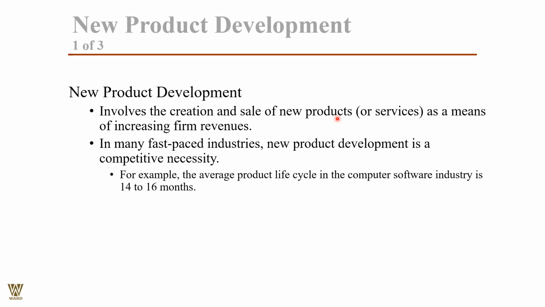In many fast industries, new product development is very much a necessity. If you are not launching a new product every now and then, you cease to exist. In fact, look at how we are going around it. The average product life cycle in the computer industry is 14 to 16 months. Believe me, before long, newer editions are launching.